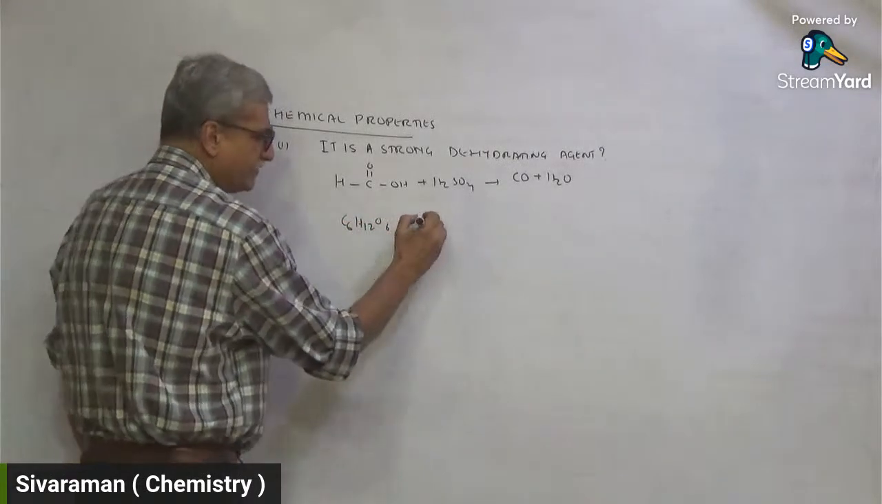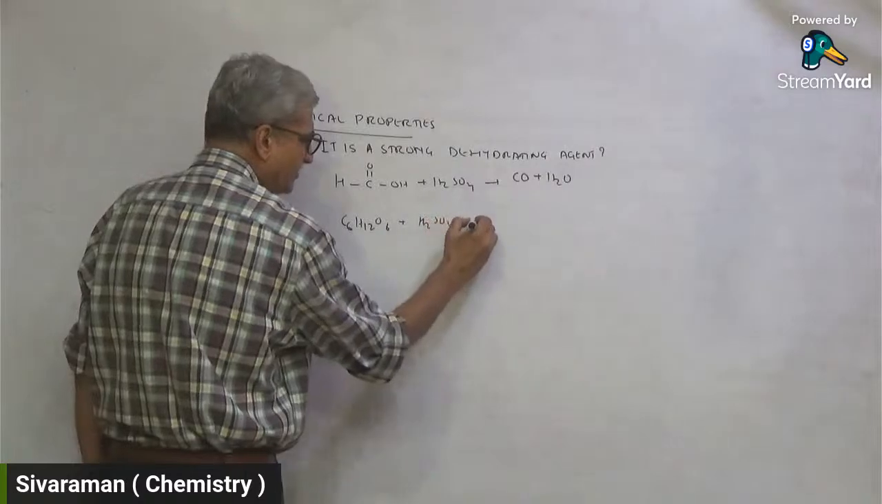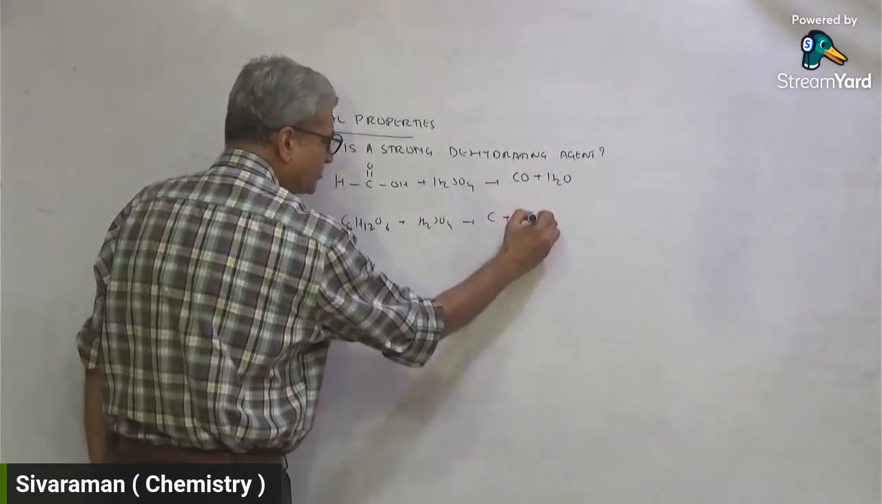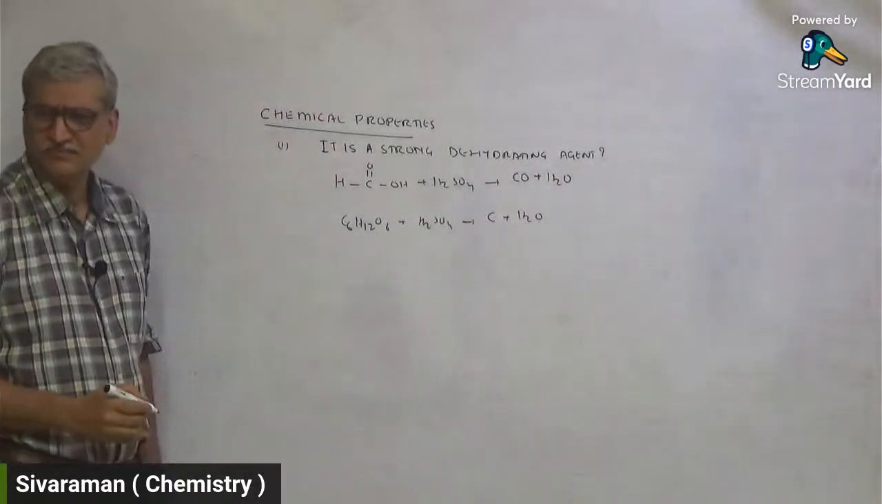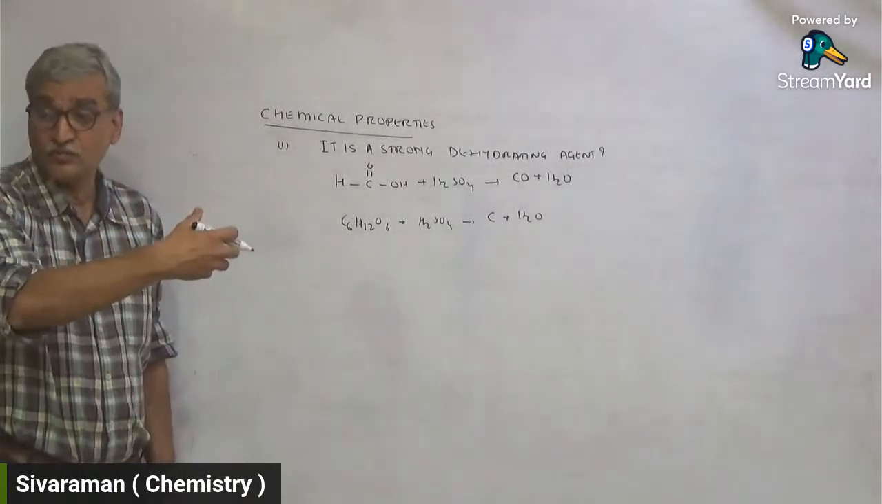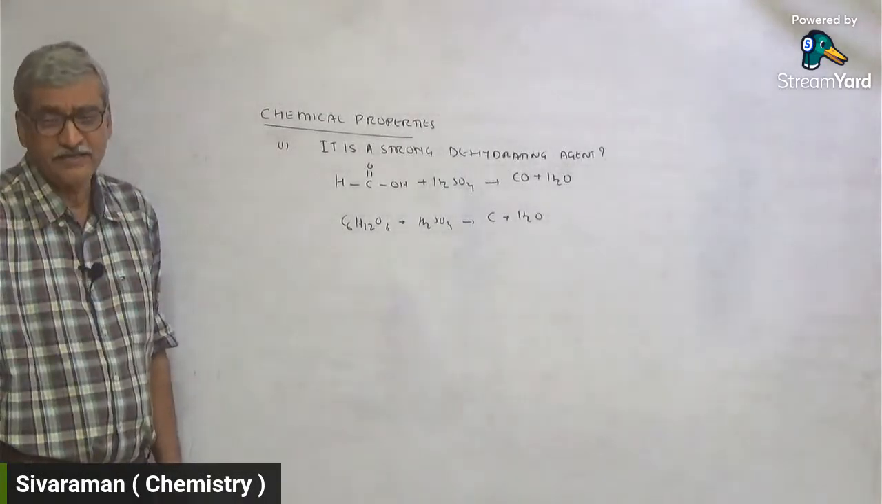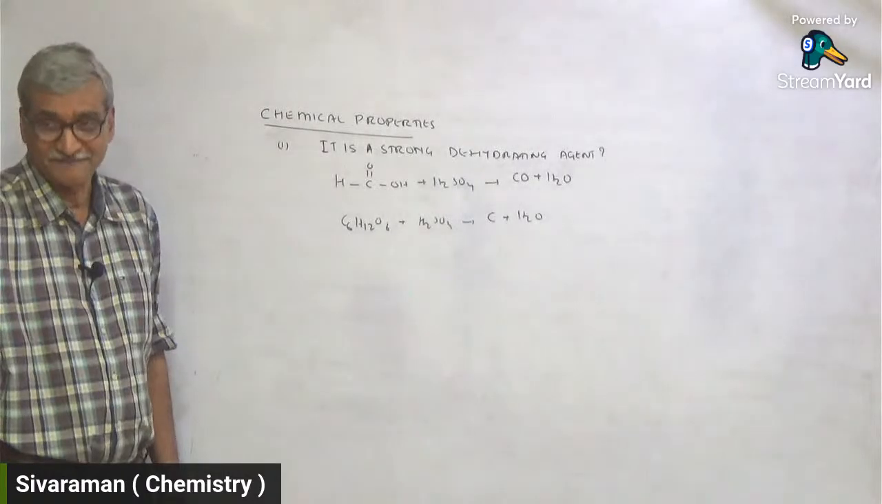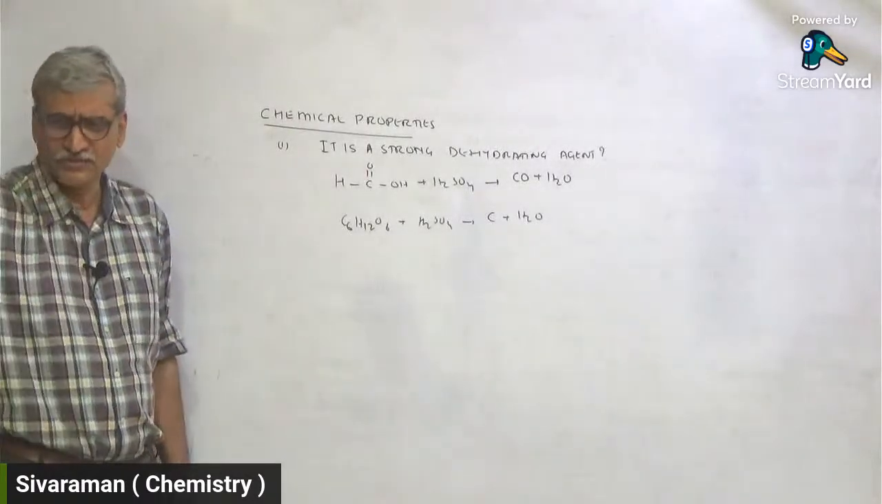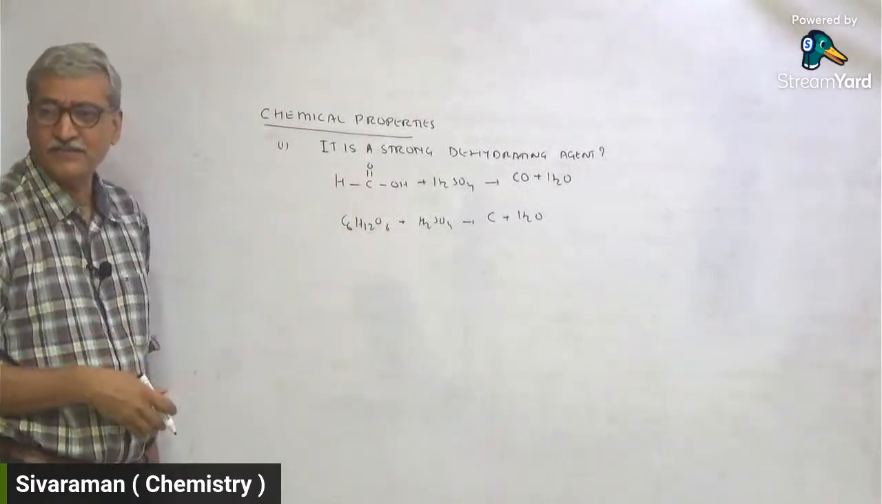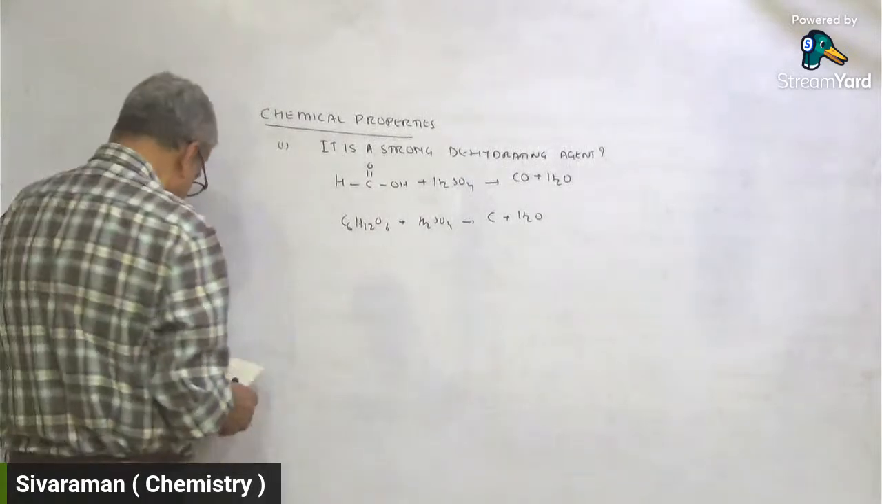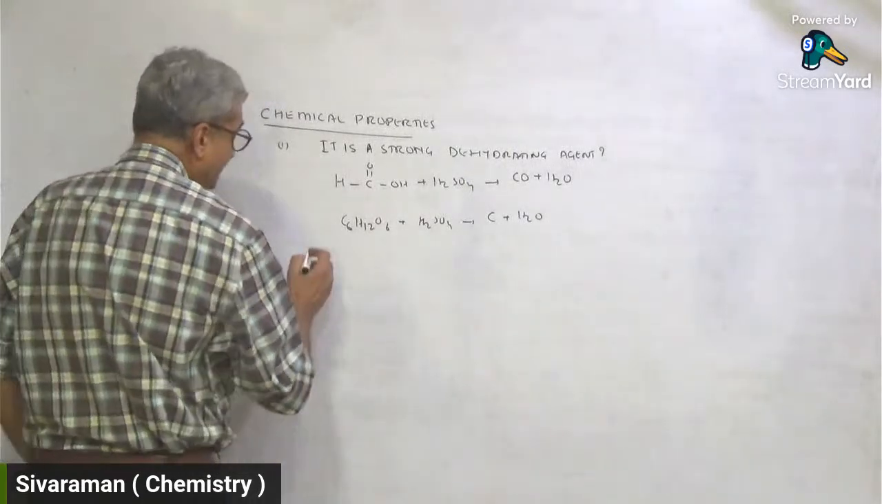C6H12O6. Simply treat it with sulfuric acid. What happens? You get carbon and H2O. It's simply because the general formula for a carbohydrate is CxH2yOy. Complete water is removed. You are left with only carbon. Is this clear? Then we look at what? Oxidizing property.